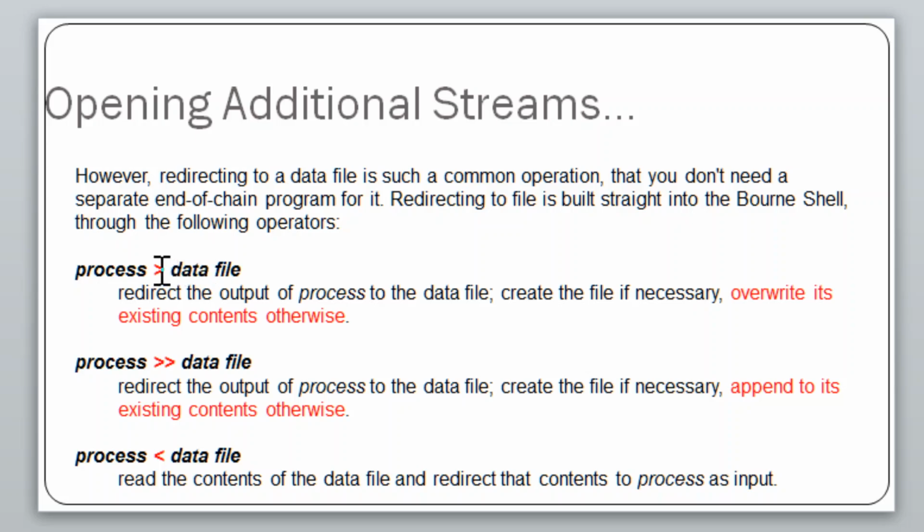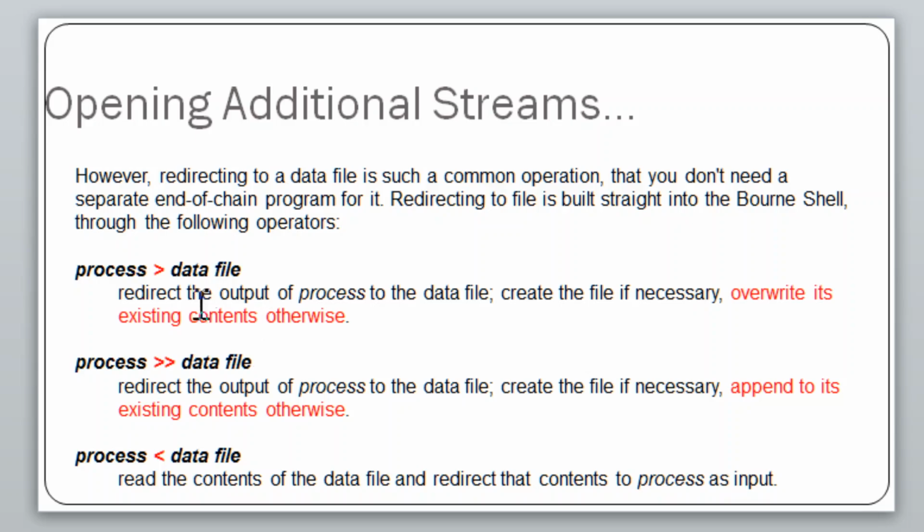The first one we have here is the greater than sign. In this case, this would redirect the output of the process to the file, data file. If it doesn't exist, it will create the file if necessary. And anything that's already in this file will be overwritten by the output of this command. And guys, that's super important to know. If you use this greater than symbol, it will overwrite everything in this file.